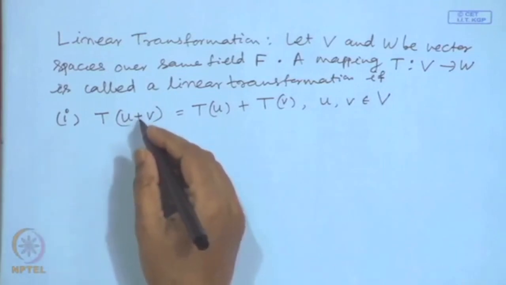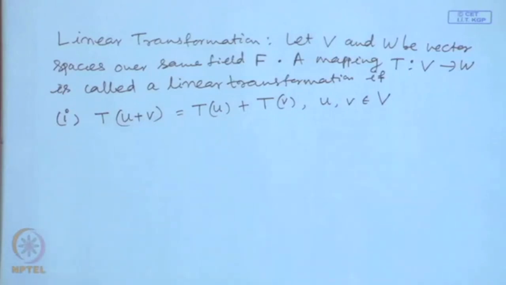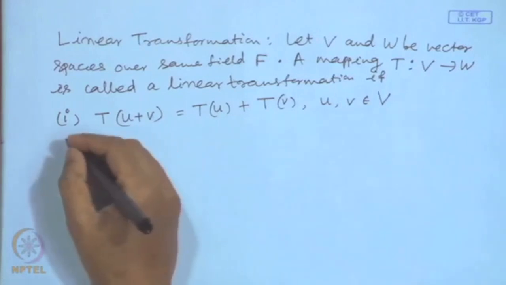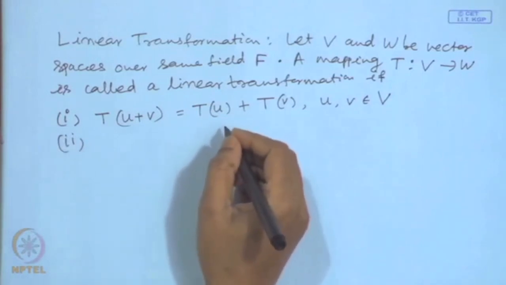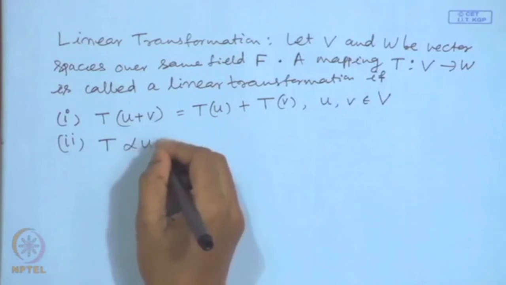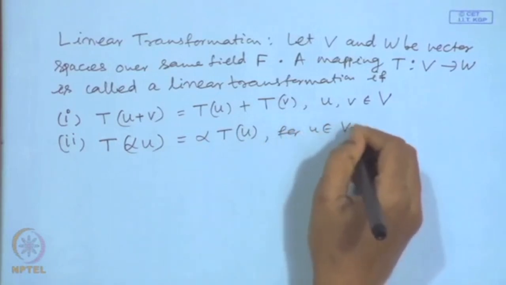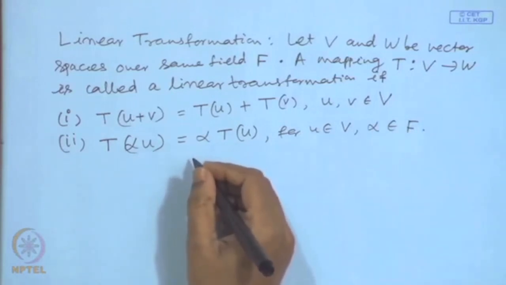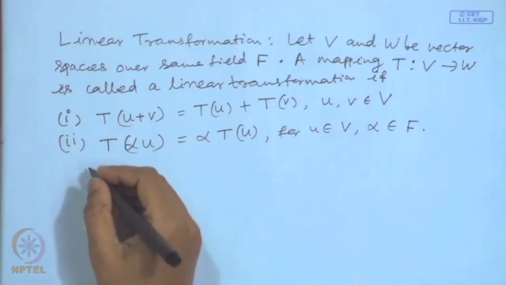Here, of course, this plus operation on the left hand side represents the plus operation in the vector space V, and this plus operation on the right hand side represents the plus operation in the vector space W. Or in other words, this first condition means that this mapping T preserves the addition operation of the vector space. The second condition is T of alpha u is equal to alpha times T u for u belonging to the vector space V and alpha coming from this field F. This second condition also means that this mapping T preserves scalar multiplication.